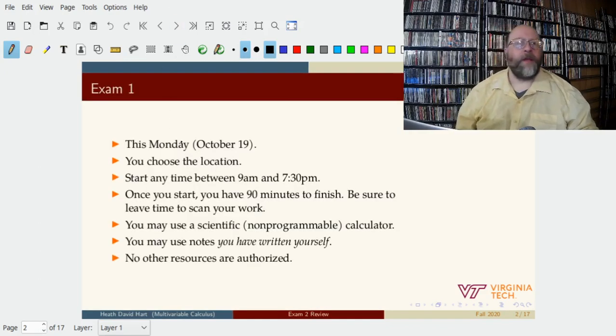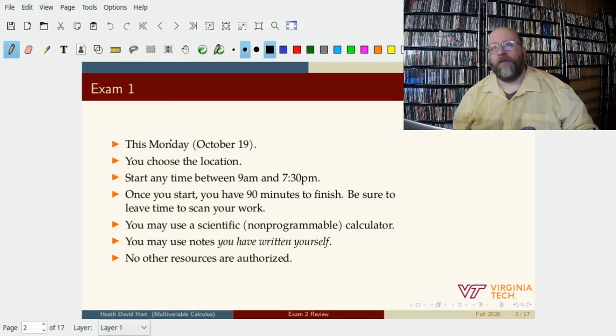So the exam is this Monday. There's no class Friday. The university is giving you a 3-day weekend. So you have all the way from now until Monday to finish preparing for this exam. You choose the location just like last time. You can start anytime between 9 a.m. and 7:30 p.m. The exam is open until 9 p.m.